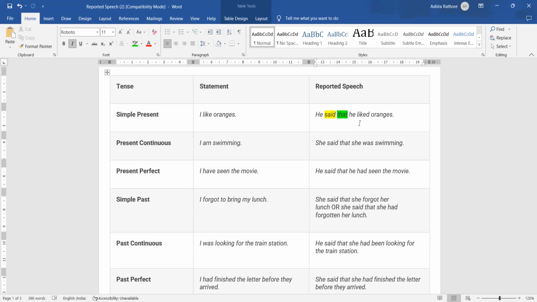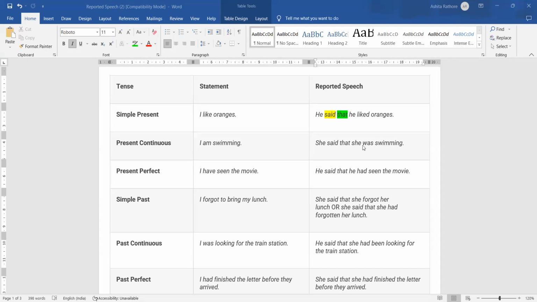Now, the only crucial thing we need to remember is the tense to which the rest of the dialogue is going to get converted. That is the important part. Okay. So very quickly, let's take a look. The sentence is written in simple present. I like oranges. The reported speech sentence is, he said that he liked oranges. To which tense did the sentence jump? Simple past, correct.